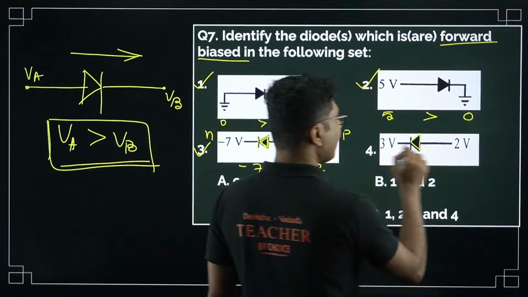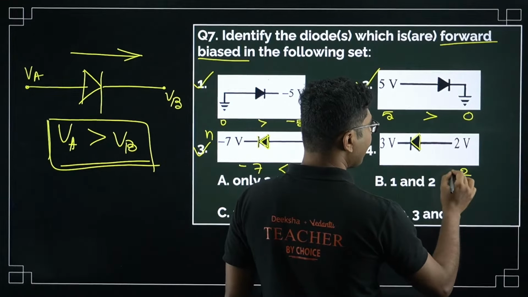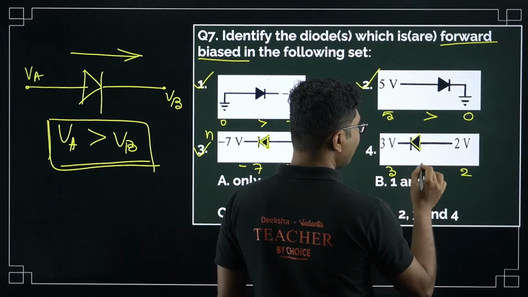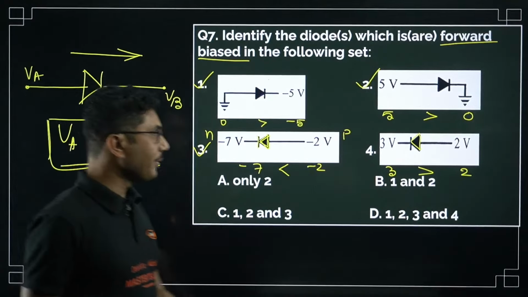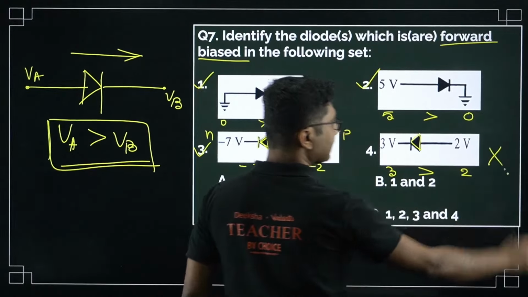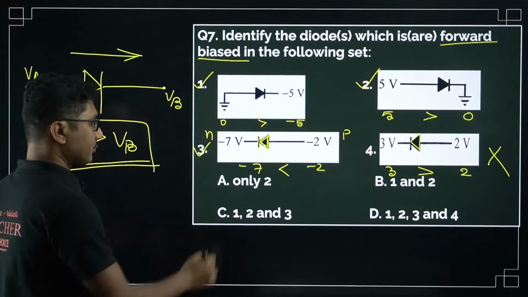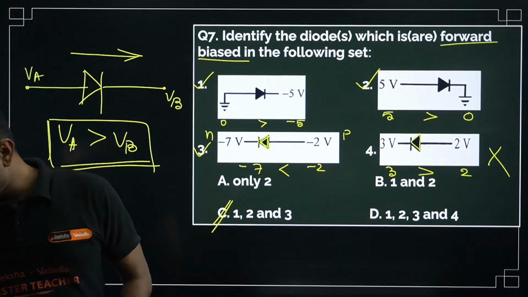In this case, however, the P side is 2 volt and the N side is 3 volt. So in this case, the negative side has higher voltage compared to the positive side. So that means this is a reverse bias. So this is not forward bias. So only 1, 2 and 3 are forward biased. So option C is correct.